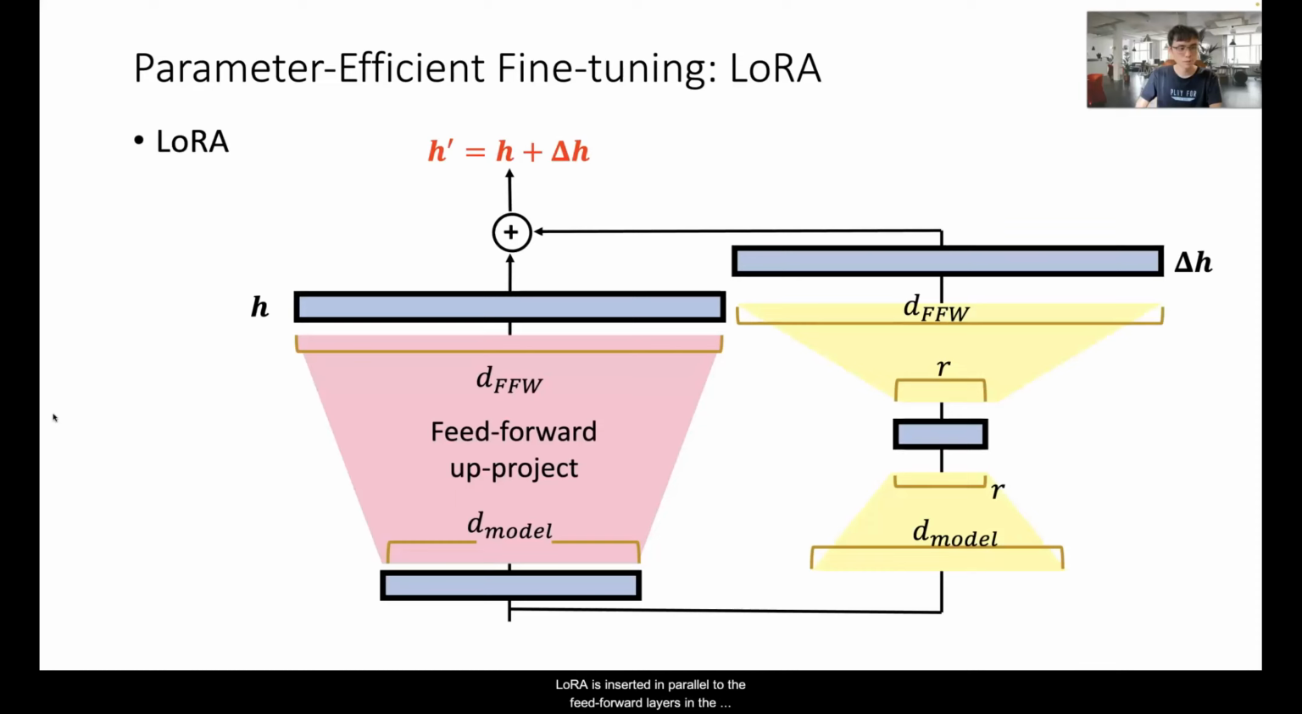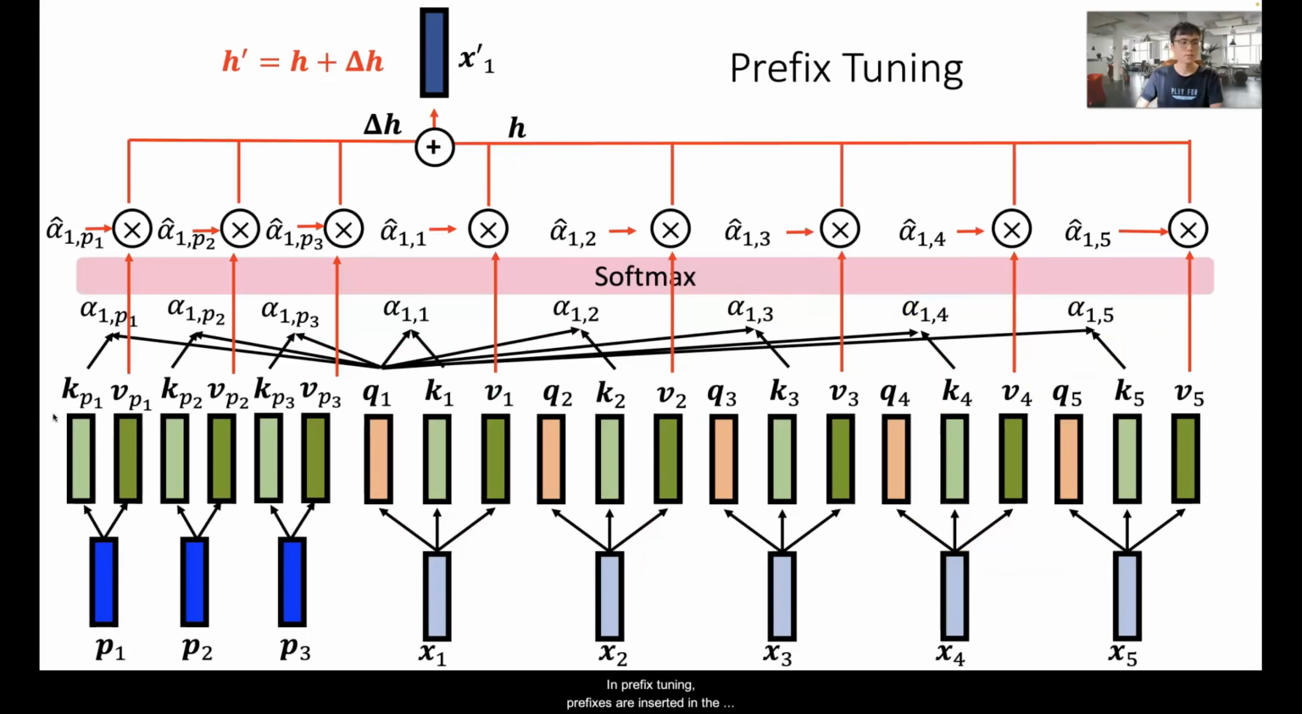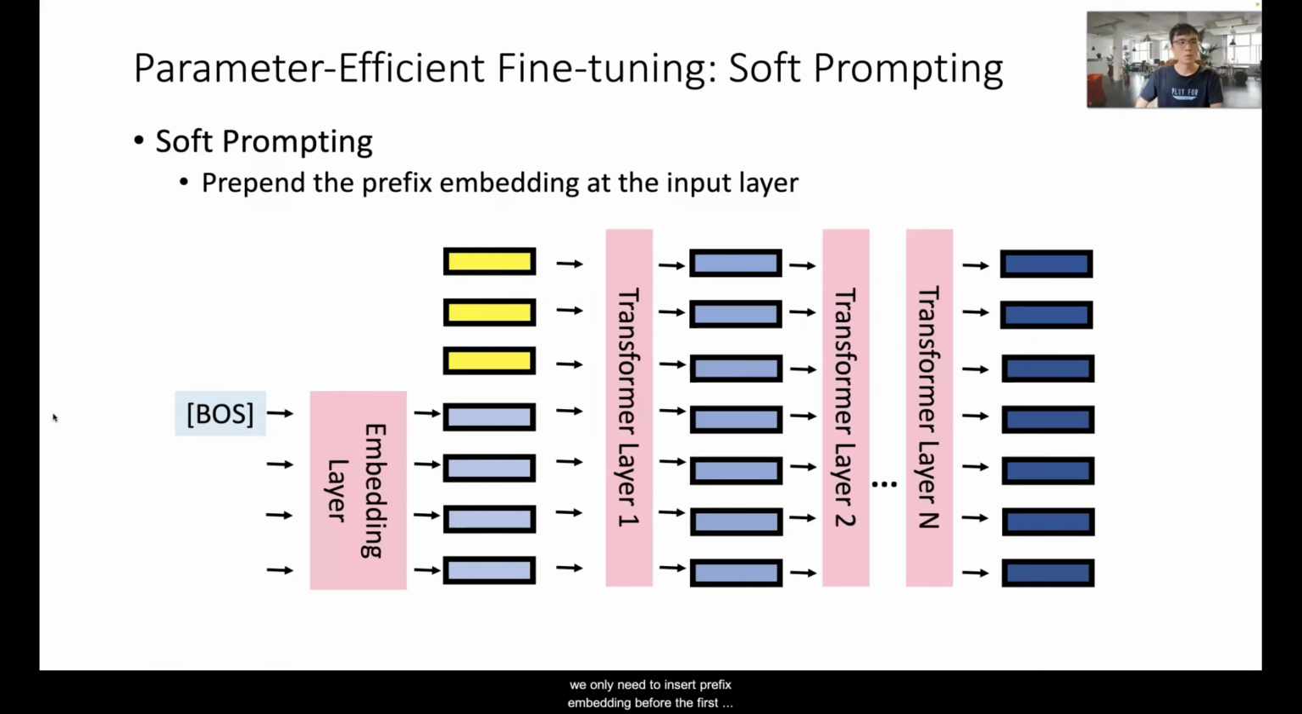LoRA is inserted in parallel to the feed-forward layer in the transformer layers, and the LoRA module consists of 2 feed-forward layers without any nonlinear activation. In prefix tuning, prefixes are inserted in the attention layer, and those prefixes will be queried by other tokens in the sequence. Note that those prefixes do not have corresponding query vectors because they do not query other tokens. They are the ones queried by other tokens. In soft prompt tuning, we only need to insert prefix embeddings before the first transformer layer and train those prefix embeddings during fine-tuning.